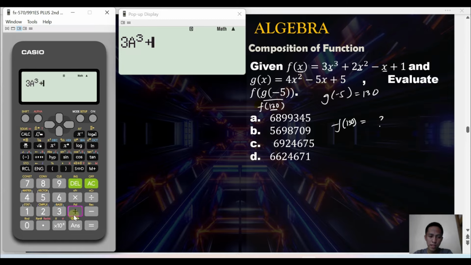And we have here plus 2 alpha A. Remember na yung value ng A natin is 130. So, pwede mo na siyang ilagay dun sa x natin. So, f of 130. Just substitute 130 to the x here. Okay, 2A squared minus A, so alpha A. Ayun. And plus 1. Equals lang guys. No need for calc kasi may value na yung A natin. Equals lang. That gives you this value. 6,624,671. So, basically, that is letter D.